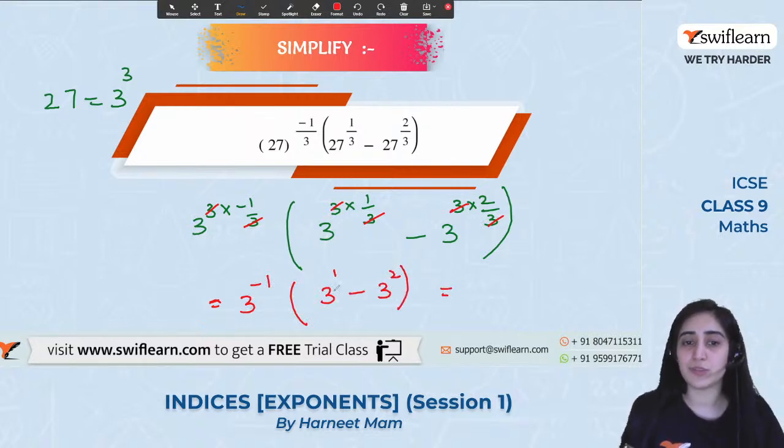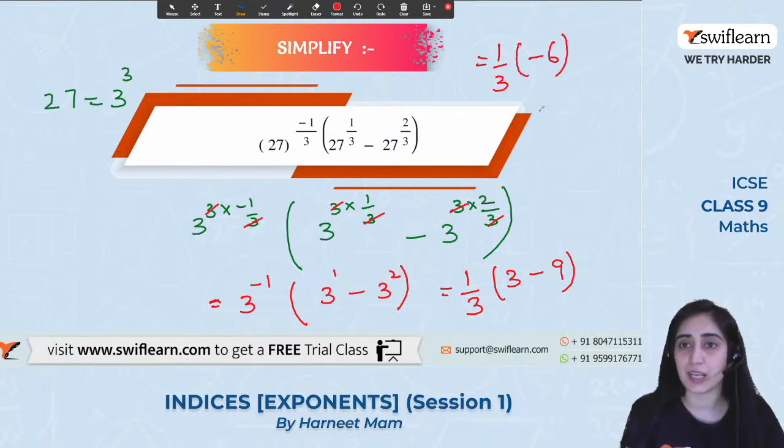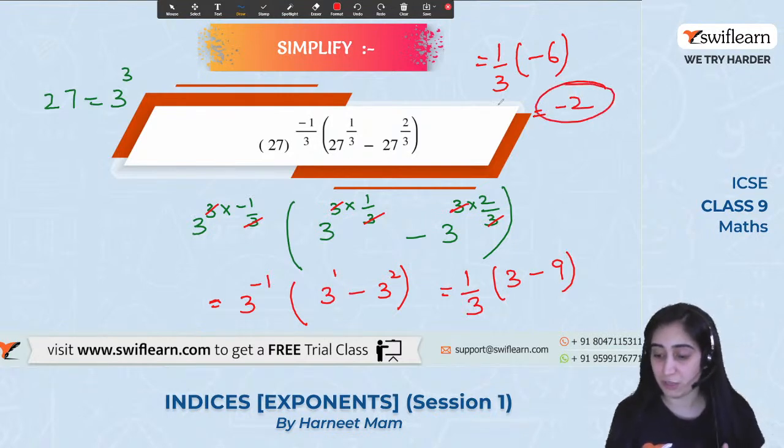So let's do it. 3 raised to the -1 becomes 1 by 3. 3 minus 9, so what is it? It becomes 1 by 3 times -6. So what is 1 by 6? And -2 becomes the answer. I hope that should be the answer.